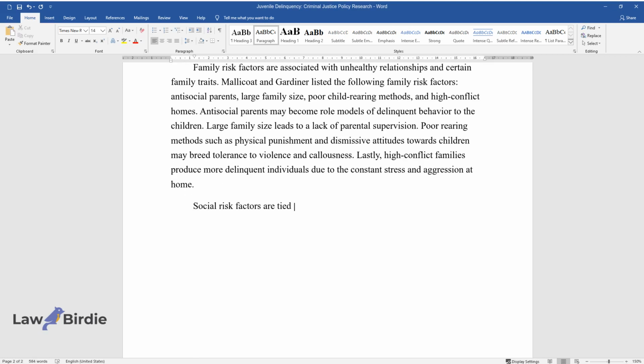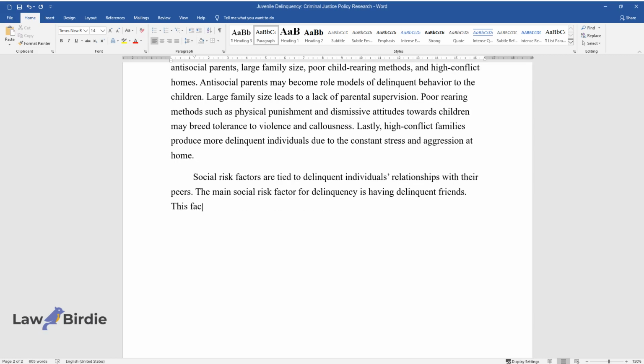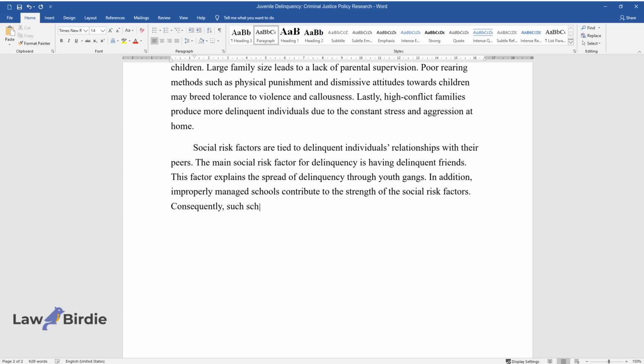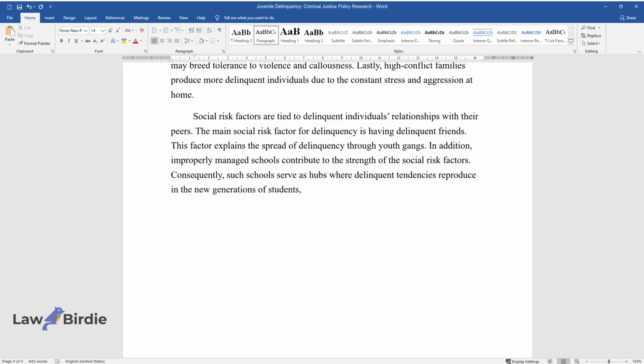Social risk factors are tied to delinquent individuals' relationships with their peers. The main social risk factor for delinquency is having delinquent friends. This factor explains the spread of delinquency through youth gangs. In addition, improperly managed schools contribute to the strength of the social risk factors. Consequently, such schools serve as hubs where delinquent tendencies reproduce in the new generations of students.